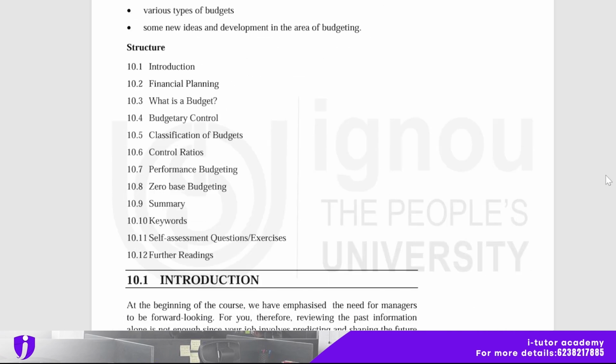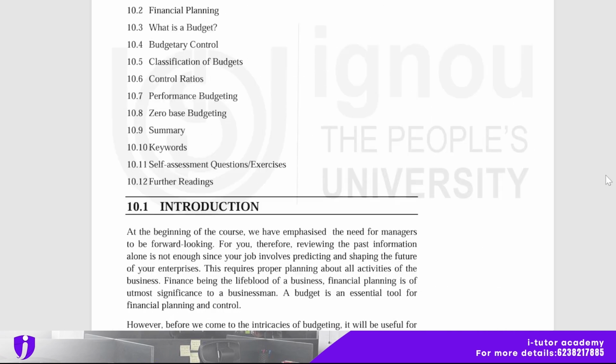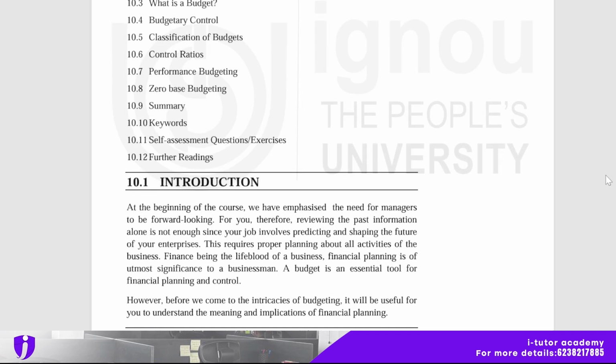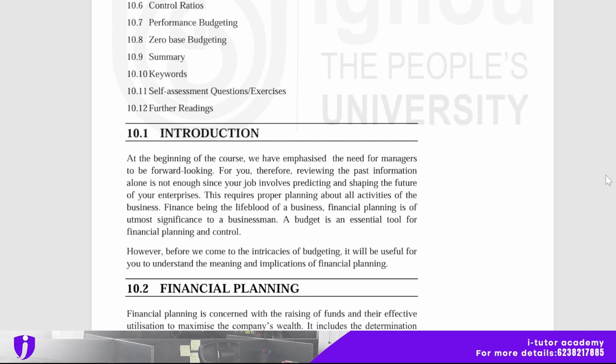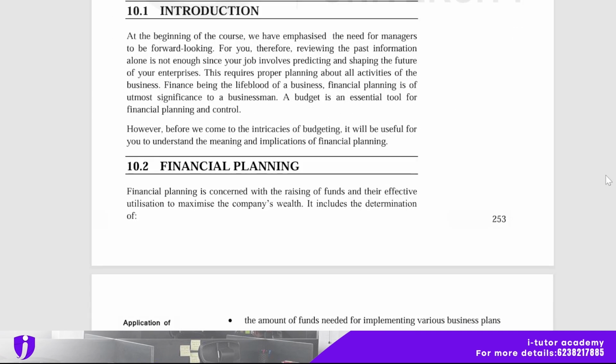The structure of this unit is: introduction, financial planning, what is a budget, budgetary control, classification of budgets, control ratios, performance budgeting, zero-based budgeting, summary and keywords. Self-assessment questions or exercises are there, and a further reading section is also there. So let's begin with the introduction part.